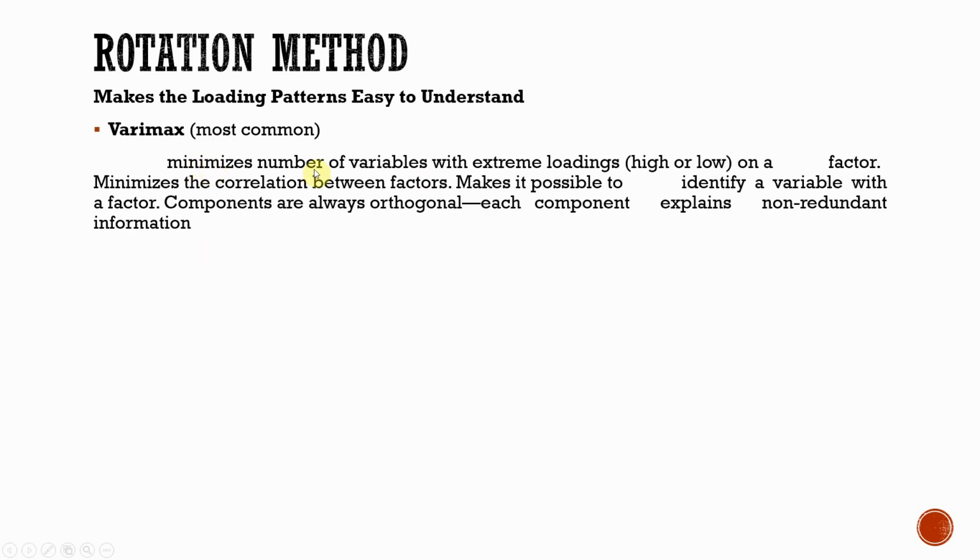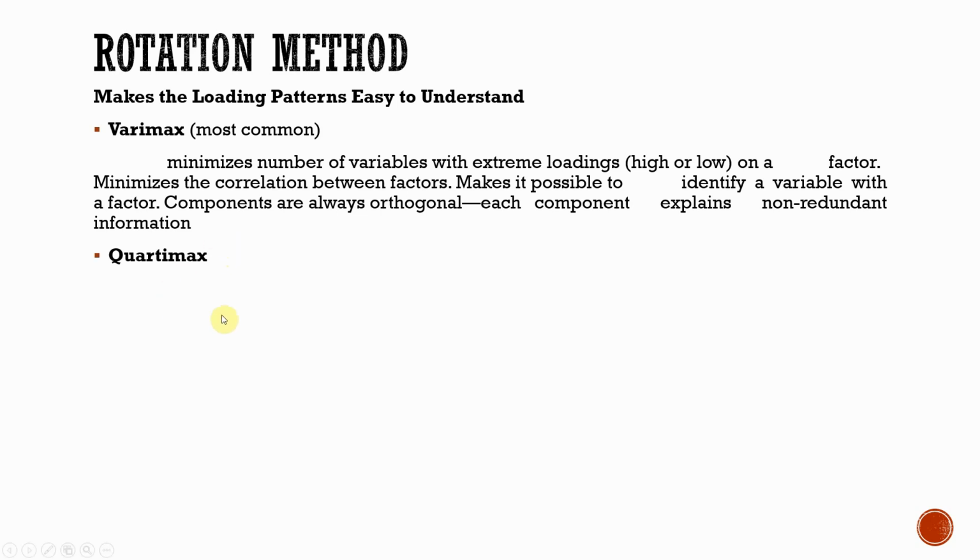What it does is it minimizes the number of variables with extreme loadings, high or low, on a factor. It minimizes the correlation between factors. So what you are assuming is that these factors are independent of each other. Now it makes it possible to identify a variable with a factor. Components are always orthogonal. Each component explains non-redundant information. This is why we go for Varimax, so that we are saying that these components are not related to each other. They have got their own individual existence.